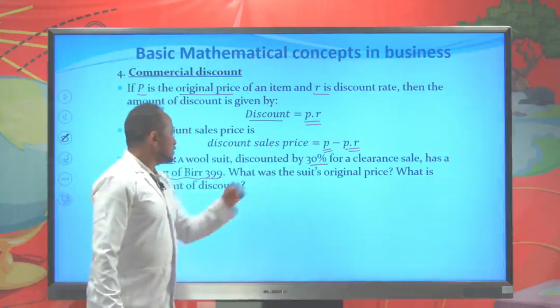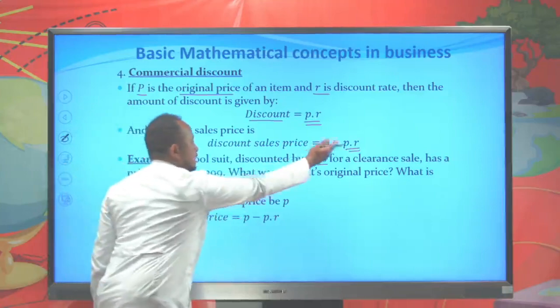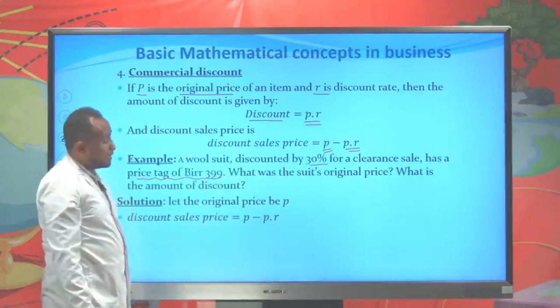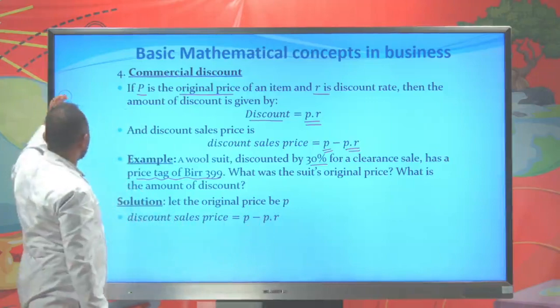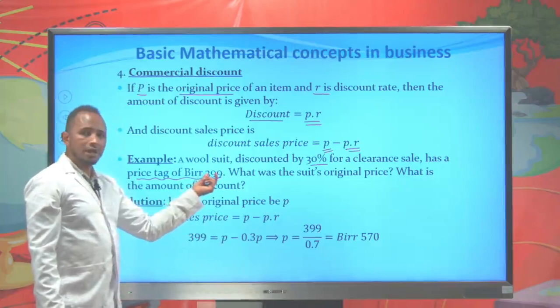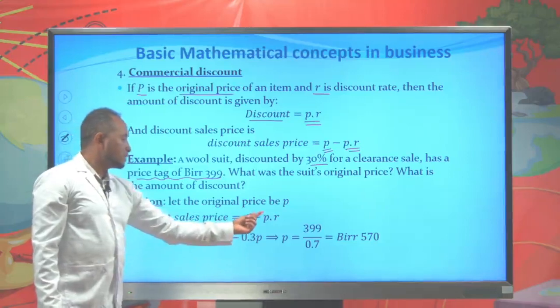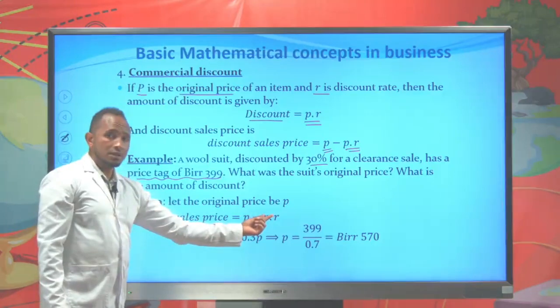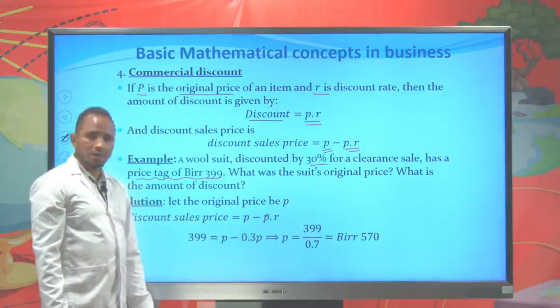So using this equation, you will have this one. Let's assume the original price to be P, and the discounted sale price is equal to the original price minus the discount. That means P minus P times R. That's the discount. So from this, the discount sale price tag is given, 399. 399 is equal to P minus P times R, where R is given as 30%. 30% means 0.3.